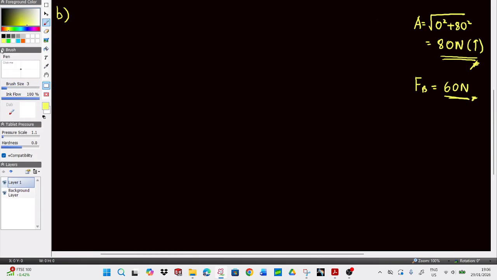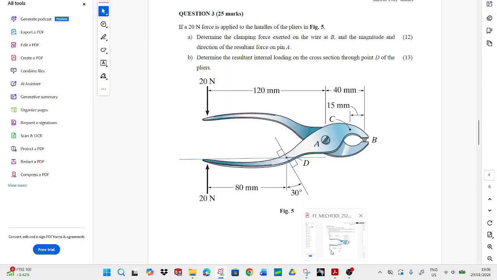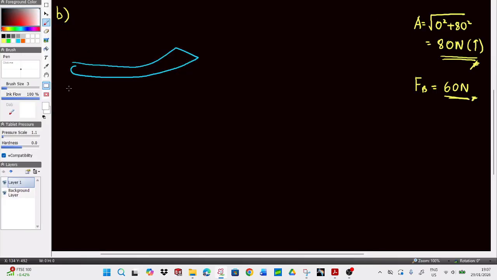I'm going to draw a free body diagram of the same pliers. I think I'll just stick to blue. Alright, let's use blue. We're sectioning one side, yes. And our force here is 20 newtons. Just simply 20 newtons.